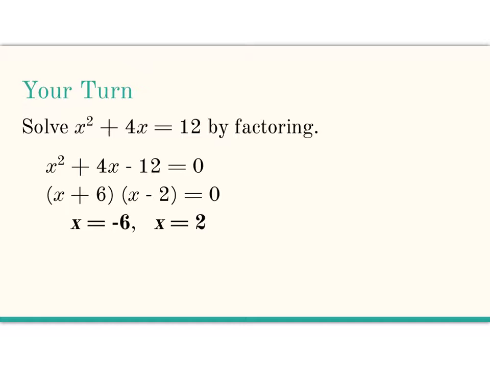Okay, the first thing to do was to subtract 12 from both sides to get x squared plus 4x minus 12 equals 0. Our two magic numbers that multiply to negative 12 and add to positive 4 are 6 and negative 2. So we get x plus 6, which gives us a solution of x equals negative 6, and x minus 2. When we set that equal to 0, we'll get x equals positive 2.